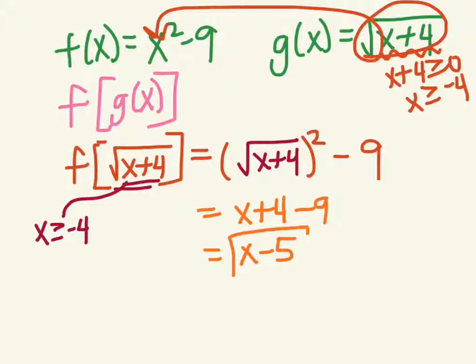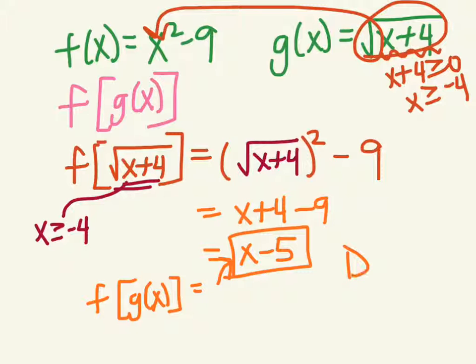So it's just an expression. That's the composition. So f of g of x is equal to x minus 5. The domain, if you were to say the domain of this at the end, even though we ended up with x minus 5 as a linear function, because it was created with that square root of x plus 4, our domain is still going to have to be anything greater than or equal to -4.